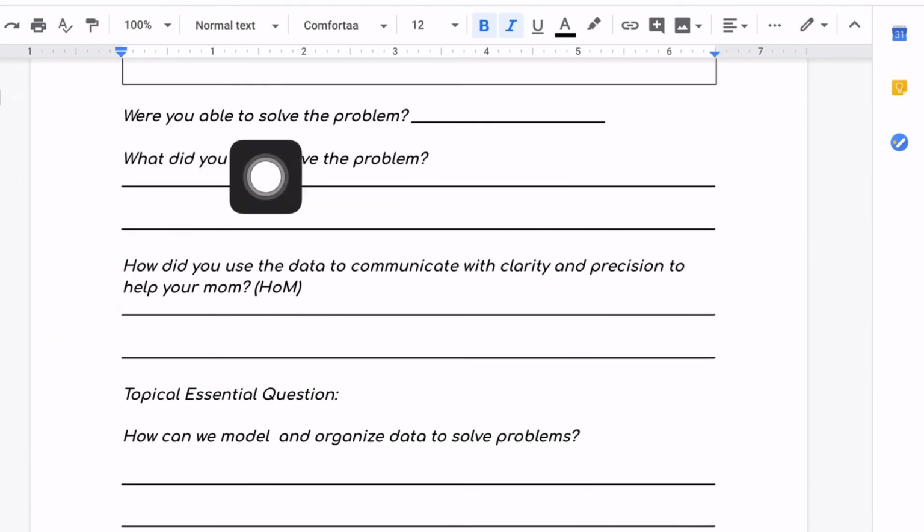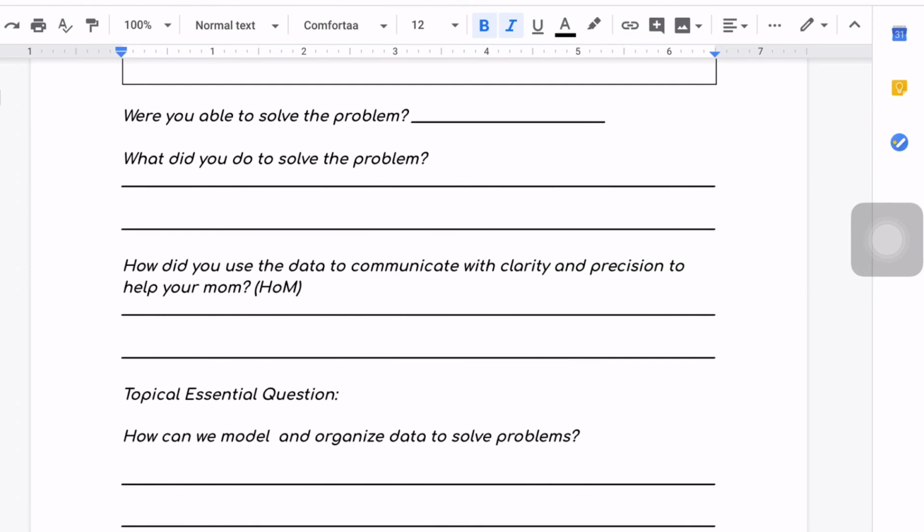Now, were you able to solve the problem? Do you think you solved the problem? What is the problem again? The problem is, you do not want your mom to buy more stuff because you think you have enough already. What did you do to solve the problem? What did you do to stop your mom from buying things which you don't really need? What did you do above? Think about that and answer that.